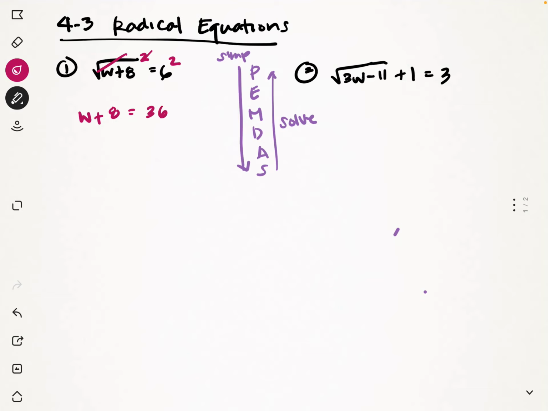And then now we start back at the bottom, take care of our addition and subtraction. So we subtract our 8. W is equal to 28.